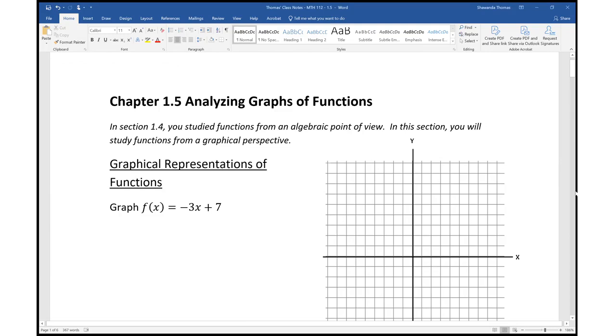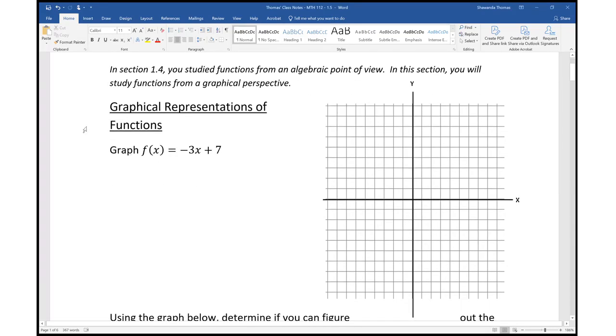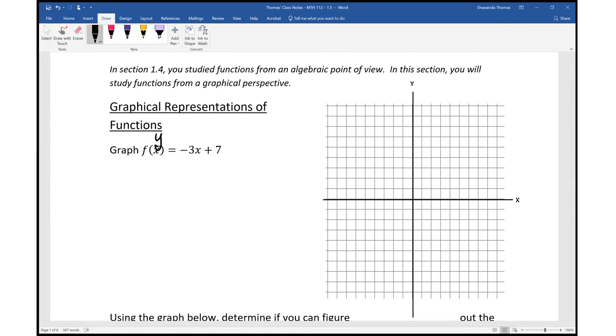Let's analyze some graphs of functions. We have f of x equals negative 3x plus 7. Perhaps you are familiar with something that looks like this: y equals negative 3x plus 7. Well, this is a linear equation. And now we have a linear function.